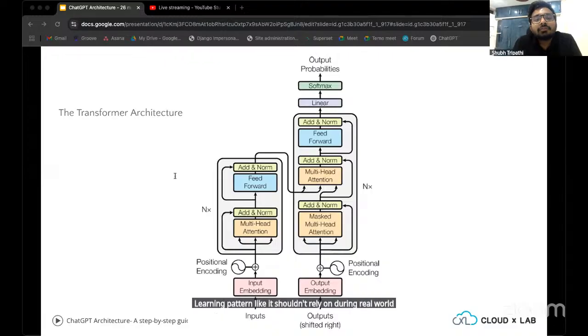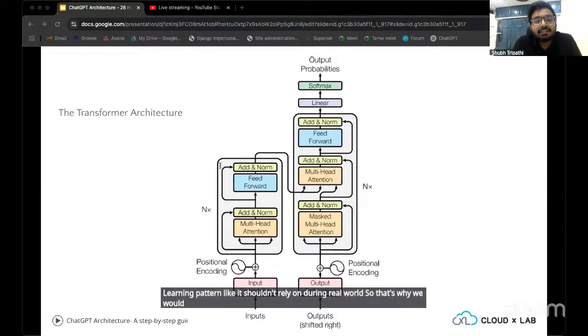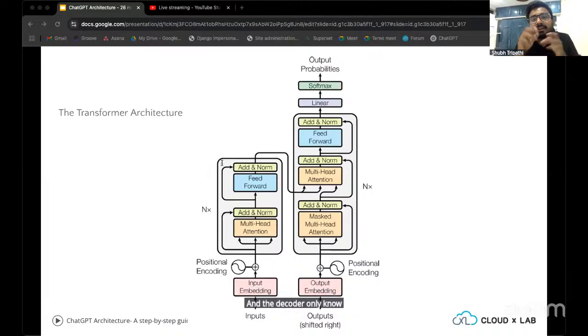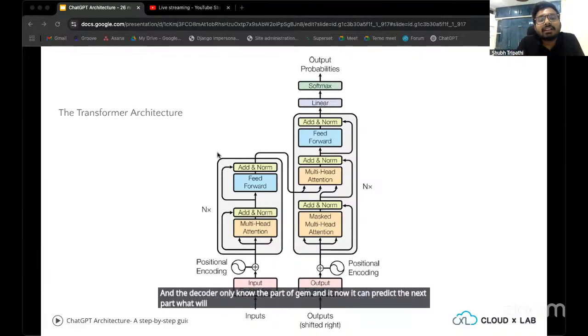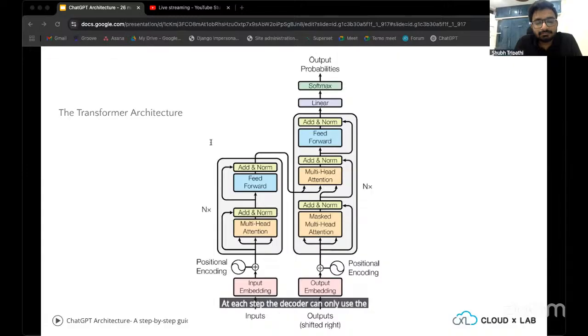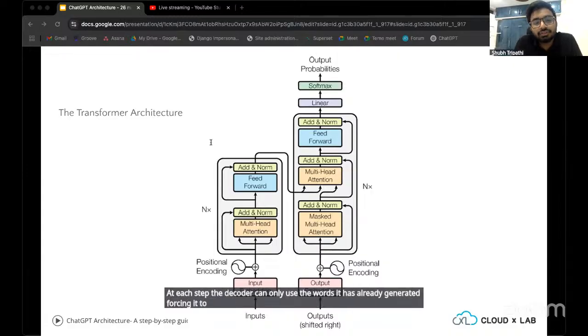So that is why we mask the self attention here, so that only the word Jaime is visible till now, and the decoder only knows that part, and now it can predict the next word that will come next. So the masked attention blocks the model from looking ahead at future words. At each step, the decoder can only use the words it has already generated, forcing it to learn how to predict naturally, just like in actual translation tasks.